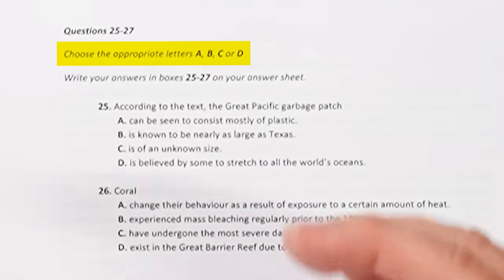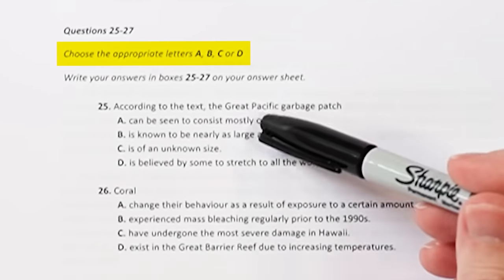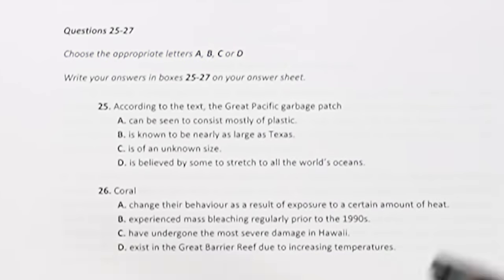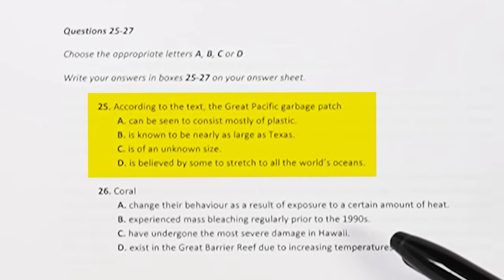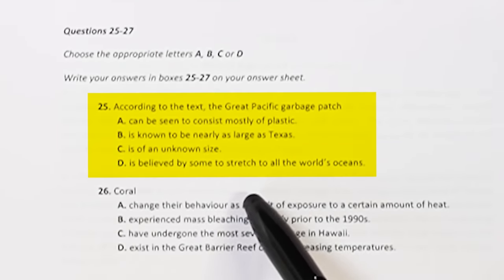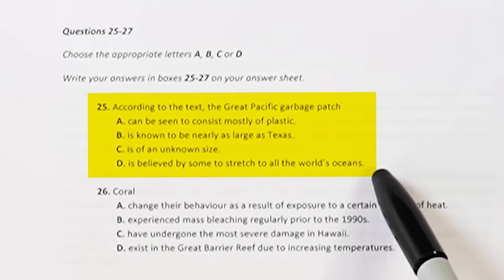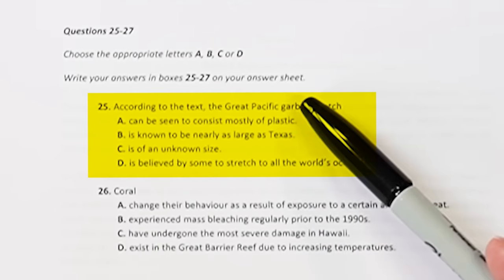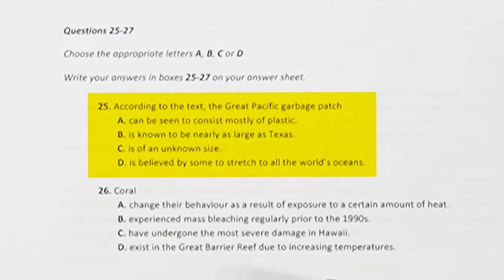First thing that we're going to do is read the question to understand the question. We cannot answer the question correctly if we do not understand it, and specifically understanding the difference between the four options, or if there's three options, the three options. According to the text, the Great Pacific Garbage Patch can be seen to consist mostly of plastic, is known to be nearly as large as Texas, is of unknown size, is believed by some to stretch to all the world's oceans. So A is about the makeup. What are the constituent parts of the garbage patch? Whereas B, C, and D are about the size of the garbage patch.